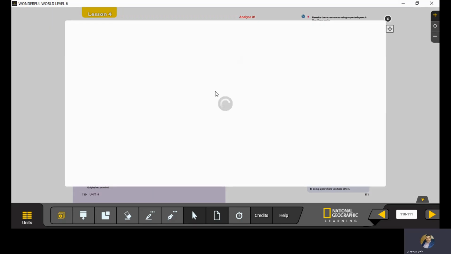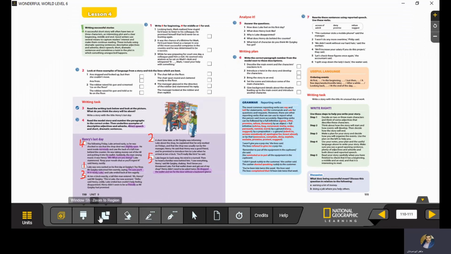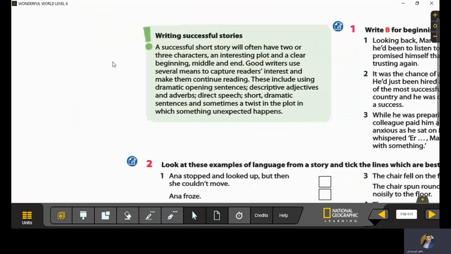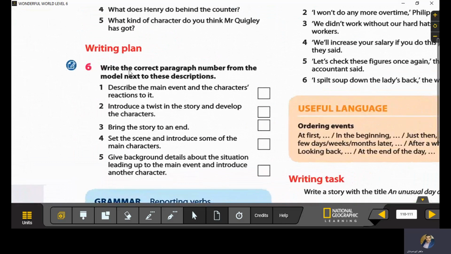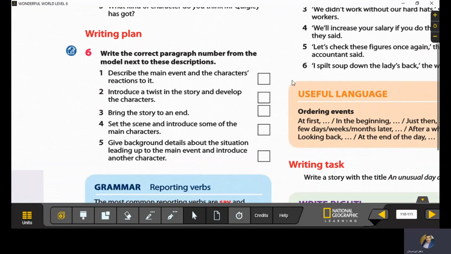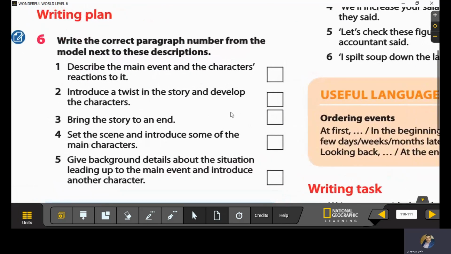Here we need to think about, I will show you the title again. It's about writing a plan, how to plan your story. Okay, let me zoom in here a little bit. Write the correct paragraph number from the model next to these descriptions. So this is what we need to do when we write our own story, okay?